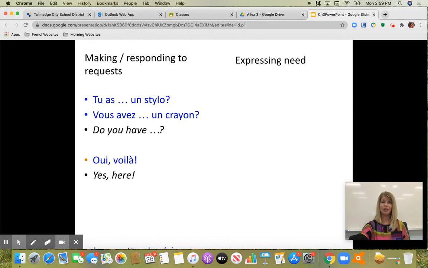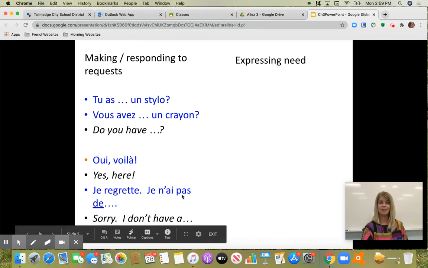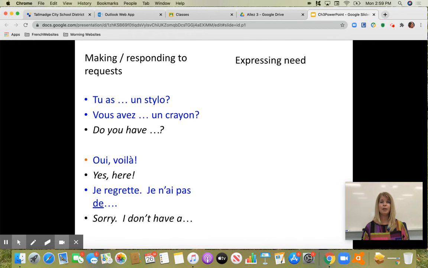If you don't have one, you'll have to use the ne pas sandwich. So I'm sorry, I don't have, and whatever the item is. Notice that instead of saying whatever noun marker the item is, after a ne pas sandwich, we simply say de. Répétez, je regrette. Je n'ai pas de stylo. Je n'ai pas de crayon. Good. Je regrette is a great one to use in terms of I'm sorry, when you haven't done anything wrong, you're just saying, oh, I'm sorry, I don't have this.